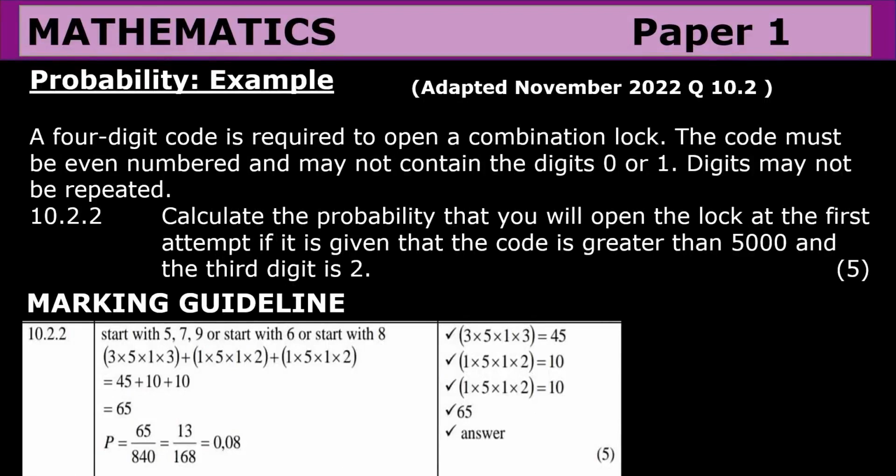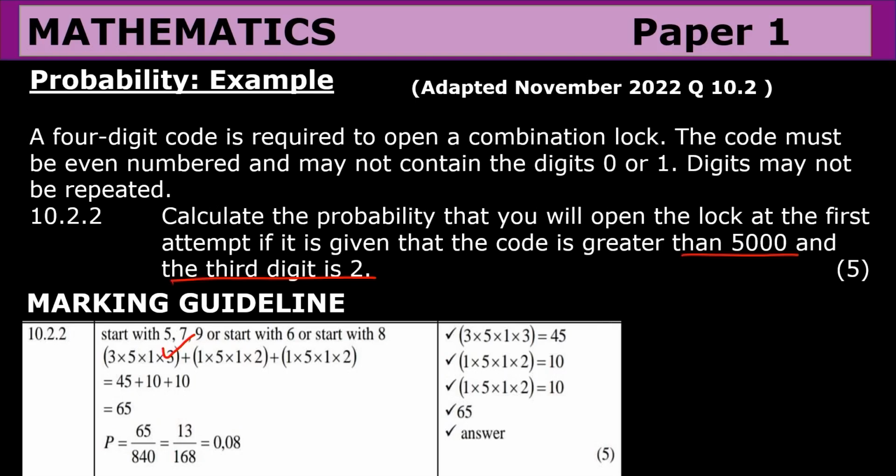And then lastly, we are asked, calculate the probability that you will open the lock at the first attempt if it is given that the code is greater than 5,000 and the 3rd digit is 2. Now this is where that interpretation has to come in. So you have to sit down, think about it. What is the code going to look like? And we can see here that there are 3 possible combinations. So it's either the code that starts with a 5, a 7, or a 9. So that's going to be a mark.